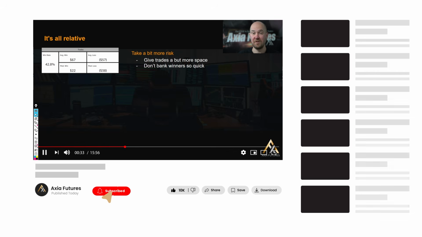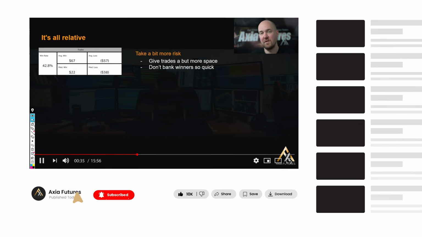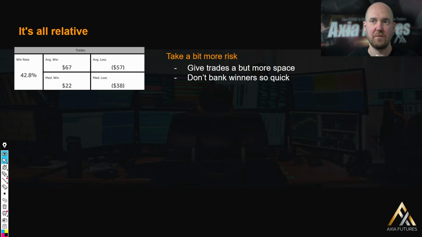His average losers are relatively small in terms of size. And this is always a problem. When people say, I want to make my losses smaller, do they mean in ticks? Do they mean monetarily? Small is relative. And what it has to be considered relative to is the size of your winners. So what he's got here is slightly bigger winners compared to losers. Not a wonderful win rate, but on trades, that's not all that bad.